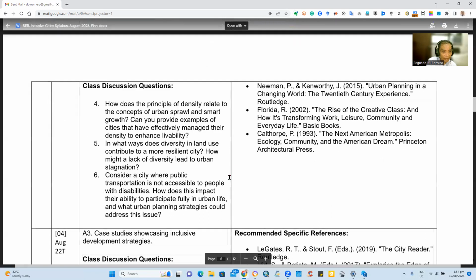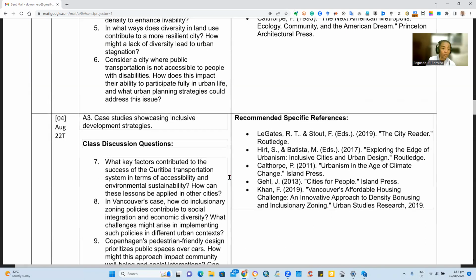And then A3, we have case studies showcasing inclusive development strategies. Here, we want to identify some very specific examples of cities that have done well, and we want to remember them.